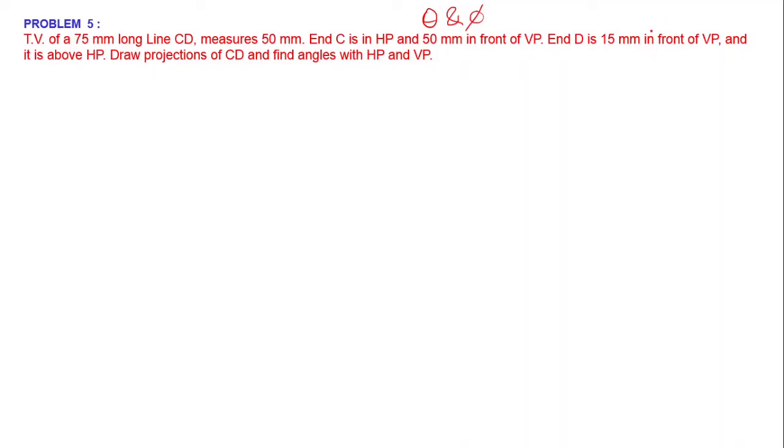Here end D is 15 mm in front of VP and is above HP. That means that particular point D is lying in first quadrant. But the distance from VP is given. Distance from HP is not given. But in the case of end C, that distance from HP is given as 0. That means that end point is in HP, so the distance from HP is equal to 0. And 50 mm in front of VP means the distance from VP is equal to 50 mm.